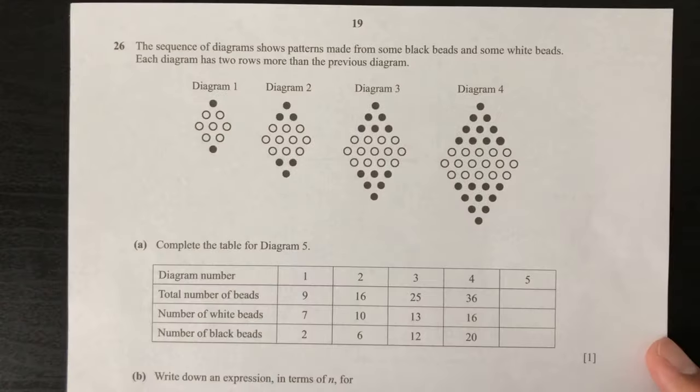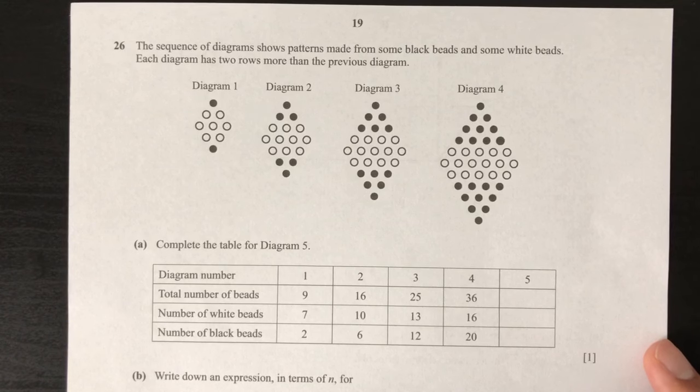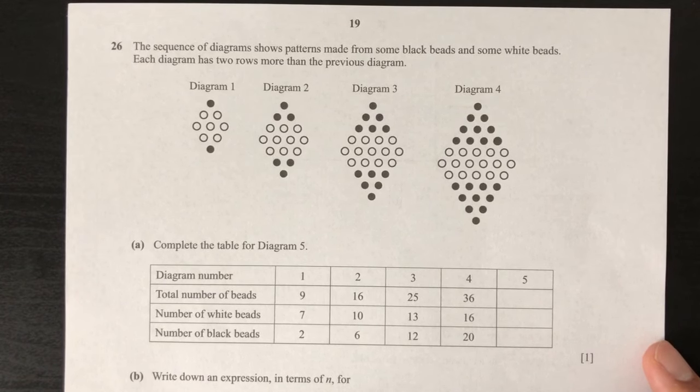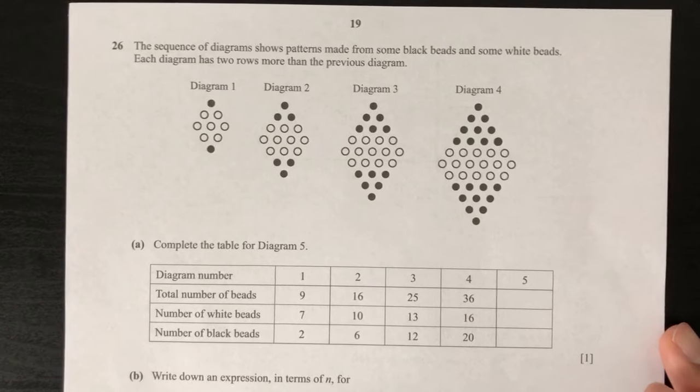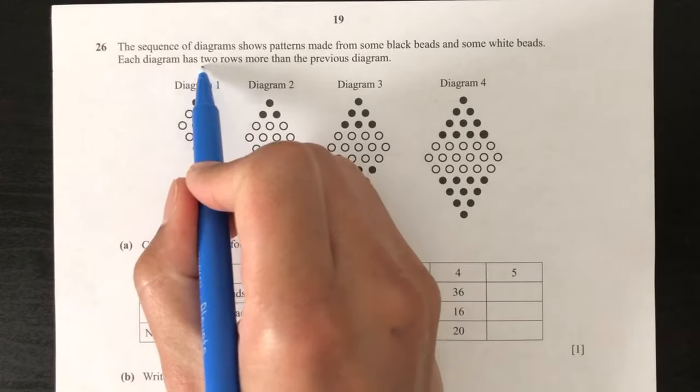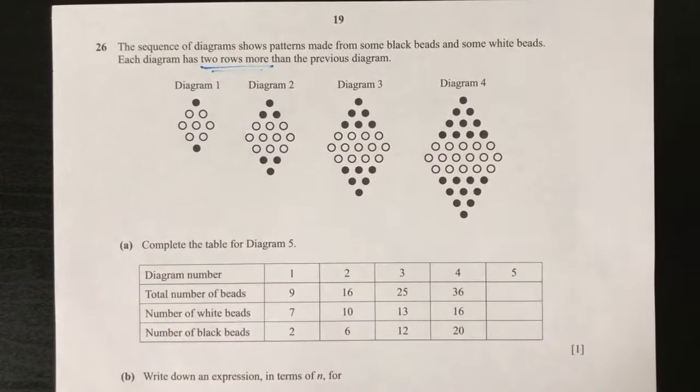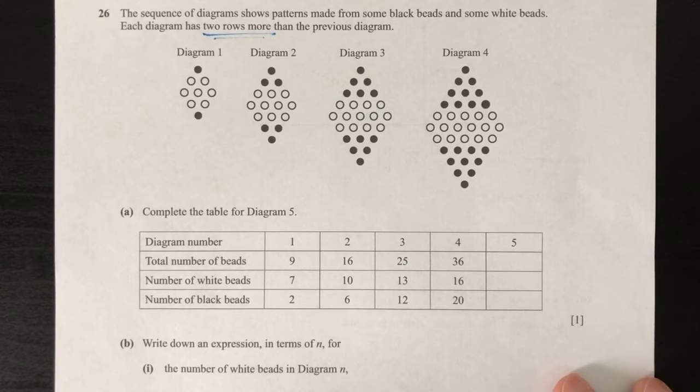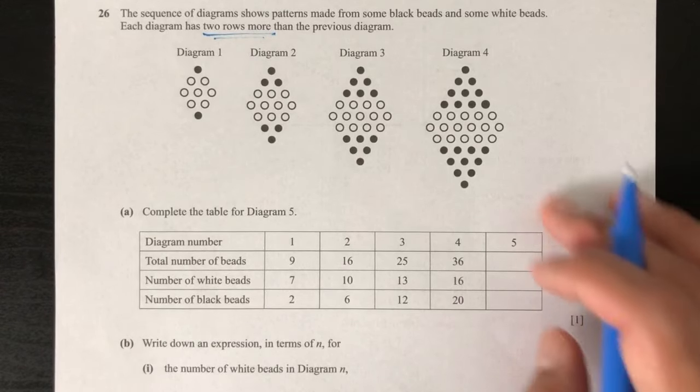Now question number 26. The sequence of diagrams shows patterns made from some black beads and some white beads. Each diagram has 2 more rows than the previous one. Okay, that's something good to know. And let's see what the question is. Here we have to complete the table for diagram 5.